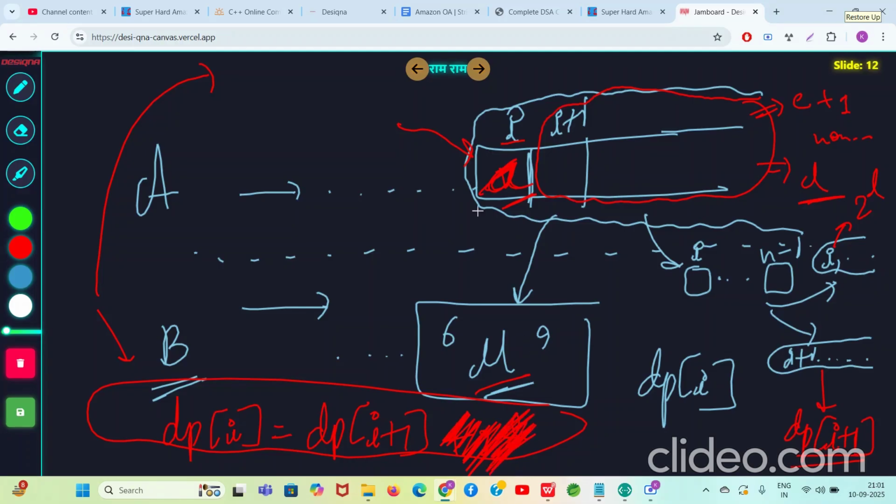In the other case, where A of I is strictly less than B of 0, the formula will be dp[i] equals dp[i+1]. That's it. You can analyze it later by watching the video deeply.